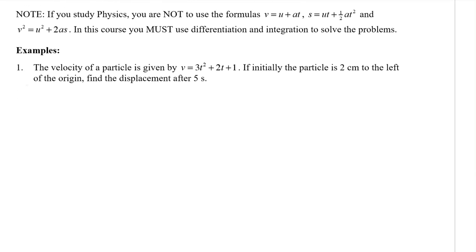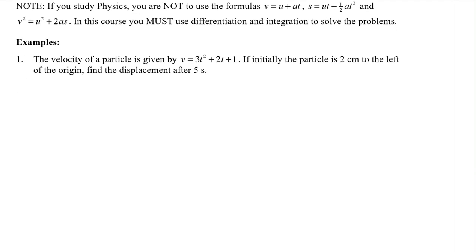So, question 1. The velocity of a particle is given by v equals 3t squared plus 2t plus 1. If initially the particle is 2 centimeters to the left of the origin, find the displacement after 5 seconds. So that last bit is information you need to help you work out constants. But let's do the first part.